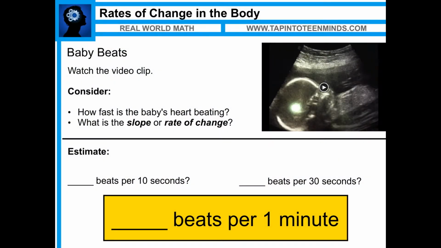Having the students estimate how many heartbeats per 10 seconds, per 30 seconds, and then finally how many heartbeats per 1 minute is a great way to incorporate equivalent fractions and also make the problem a little more relevant for the students before moving on.